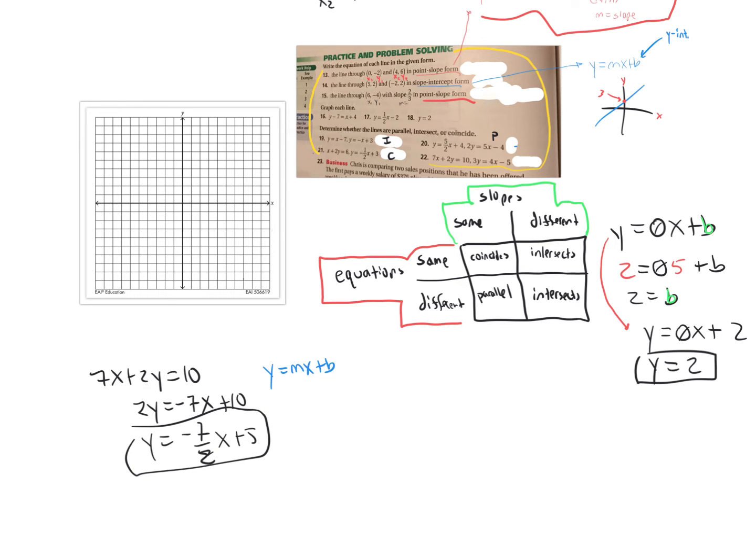With regards to the other equation, it says 3y equals 4x minus 5. We're on problem number 22, by the way. So all you have to do this time is just divide everything by 3. So we're going to have y equals 4/3 x minus 5 over 3. So clearly these slopes are different and the equations are different. So that puts us here, which means that they intersect. Okay, so they intersect. So that's how you do those.